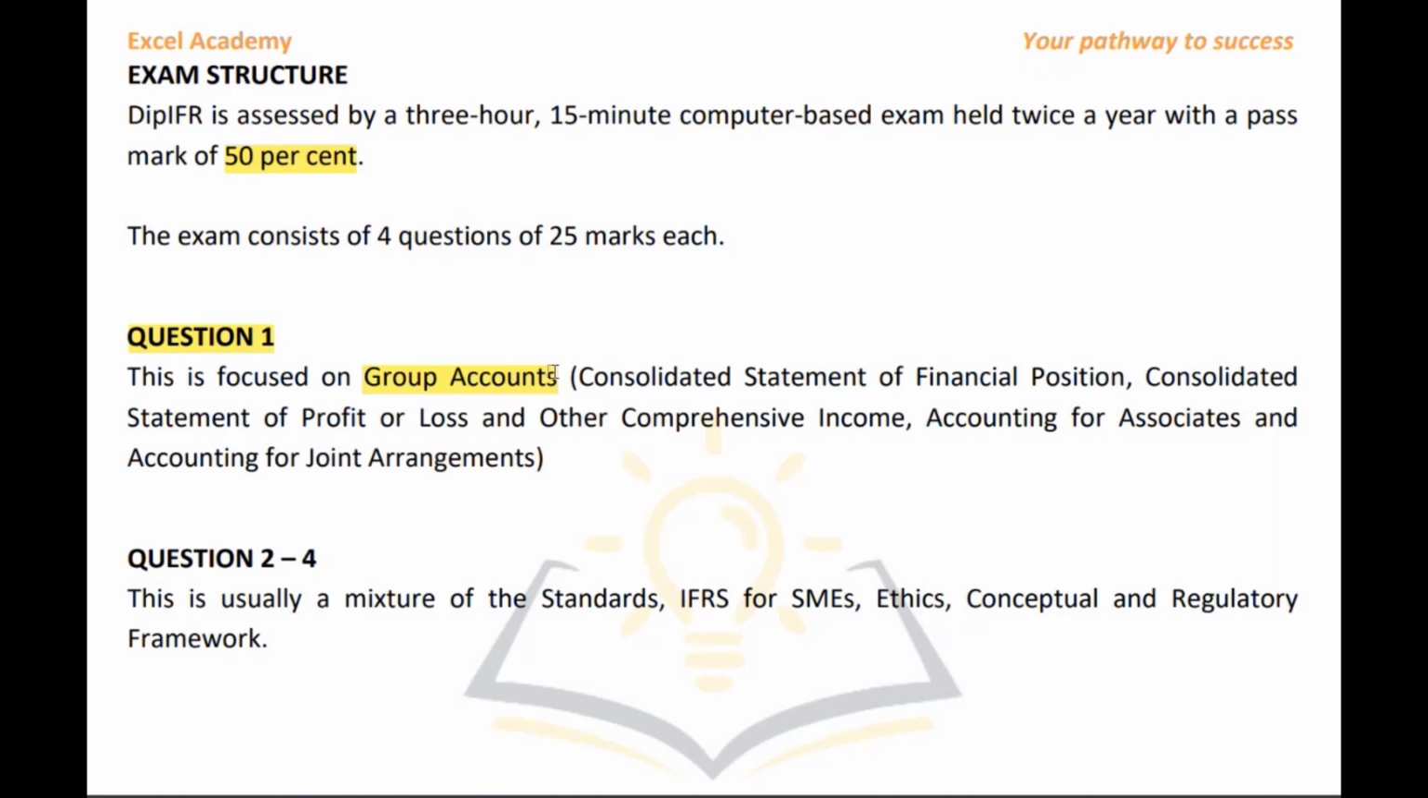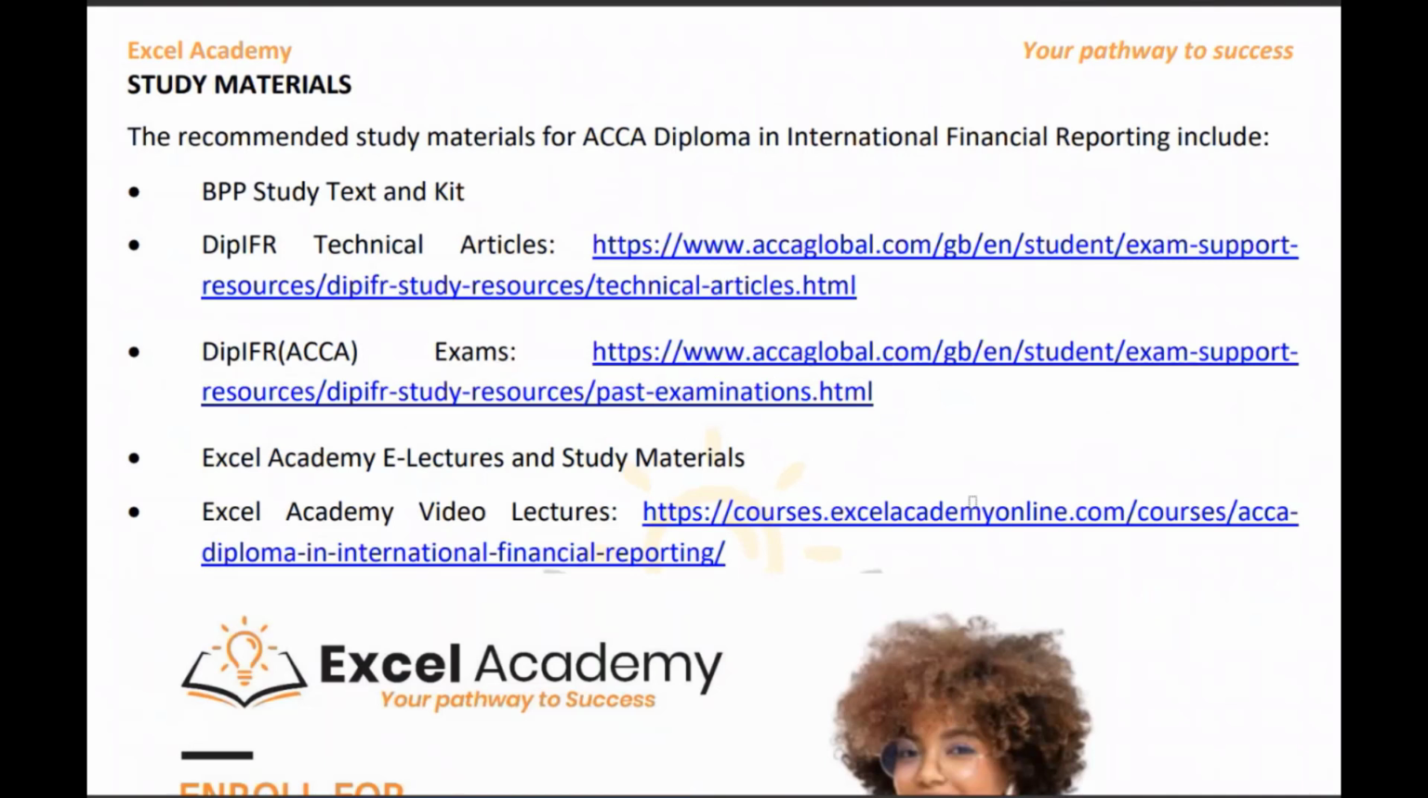Then question 2 to 4. These questions are a mixture of standards, IAS and IFRS. Your examiner can also include IFRS for SMEs, or a question on ethics or the conceptual and regulatory framework. All these can be tested in question 2 to 4. There's no option here, no answering 2 out of 4. You are answering all 4 questions. In summary, answer all questions, so you need to be prepared. So that's the exam structure.